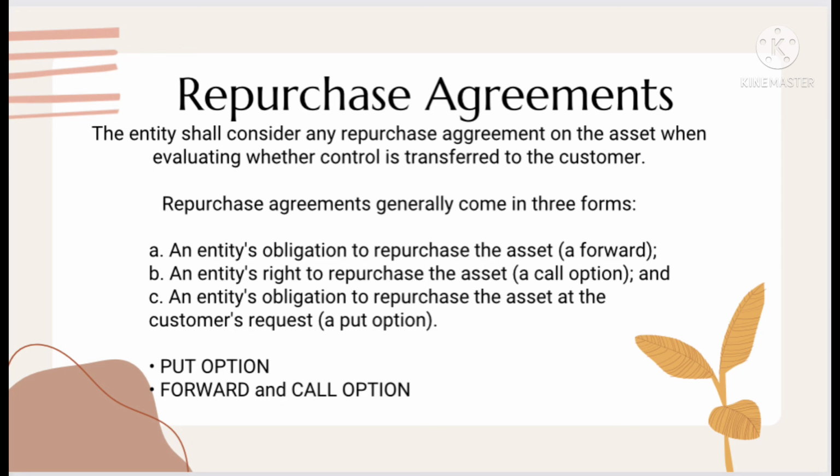So, repurchase agreements generally come in three forms. A. An entity's obligation to repurchase an asset, or a forward. B. An entity's right to repurchase the asset, a call option. And C. An entity's obligation to repurchase the asset at the customer's request, a put option. So, yung put option, repurchase price lower than the original selling price. If yes, the customer has economic incentive to exercise repurchase option.